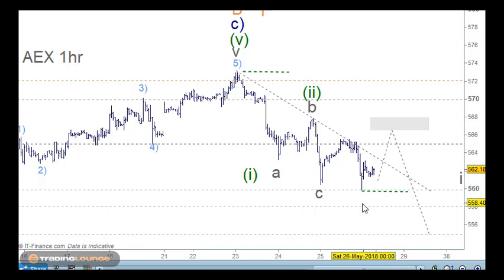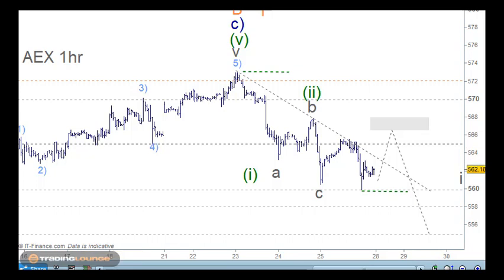So yes, I don't have a clear count on this. It can count down as wave 1 to here, wave 2 to here, wave 3 to here, wave 4 to here, and wave 5 to here. The only problem with that is that wave 4 overlaps wave 1 here. So there's a rule broken there. So I just don't have a clear count on this particular structure just yet. But if the DAX is going to rally up into space, well, then we'll just take this one up here as well, and then we'll look for further lows after that.